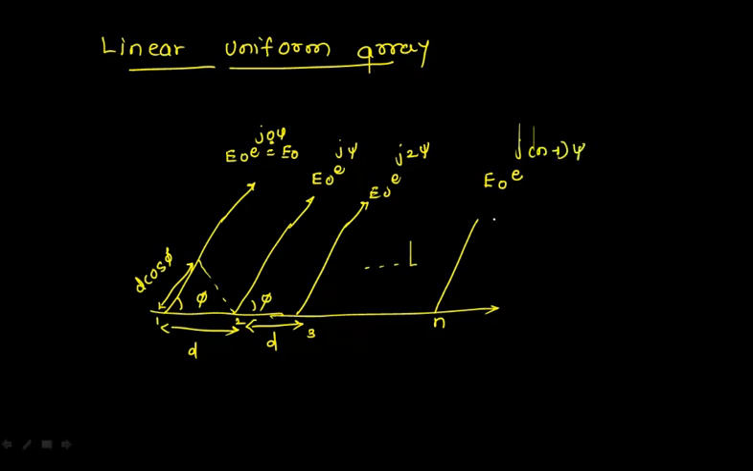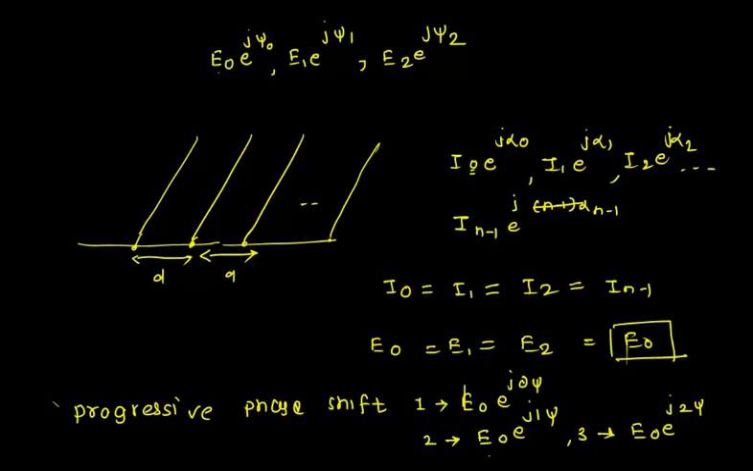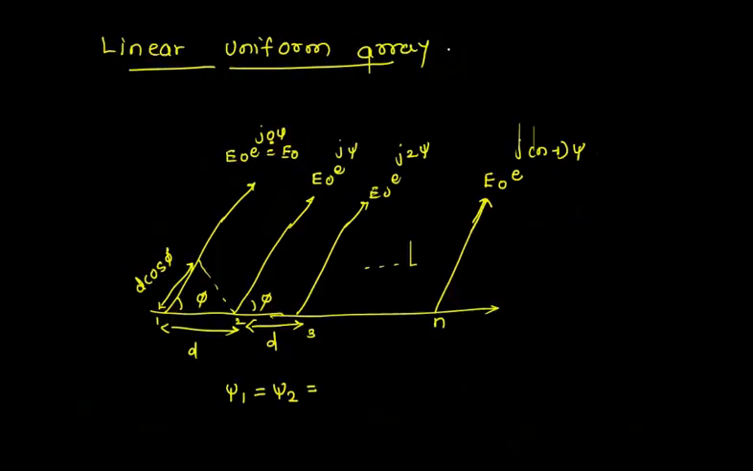So these are nothing but the individual fields produced by each and every element. Now what we are assuming, or what is given here, is that psi 1 is equal to psi 2, because whenever it comes to the field produced by source 1, it is e raised to j psi 0, psi 1, psi 2. But here we are considering psi 1 equal to psi 2 equal to psi 3, which is nothing but psi. So you are having a progressive phase shift.